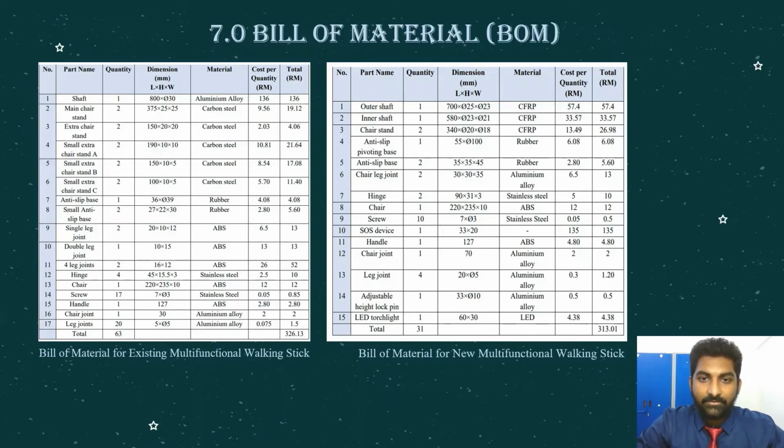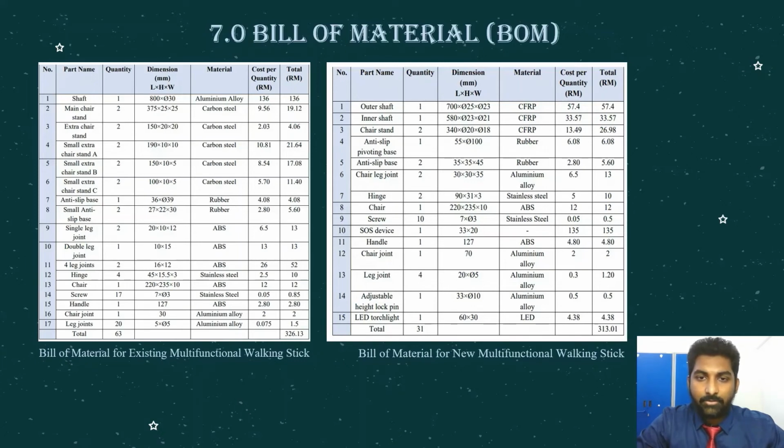In this project, we have created a bill of material for both the existing and new design of the multifunctional walking stick. The purpose of developing this BOM table is to identify the total number of parts, material cost, and the total cost of the walking stick. The left hand side table shows the BOM for the existing walking stick, and the right hand side table shows the BOM for the new design of the multifunctional walking stick.